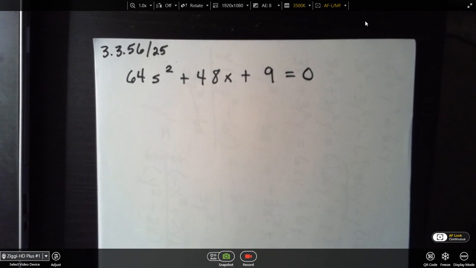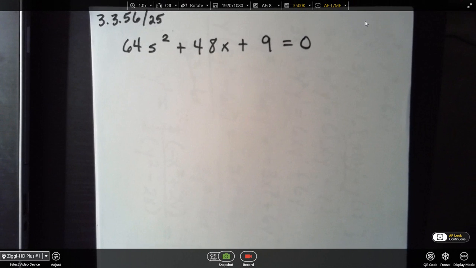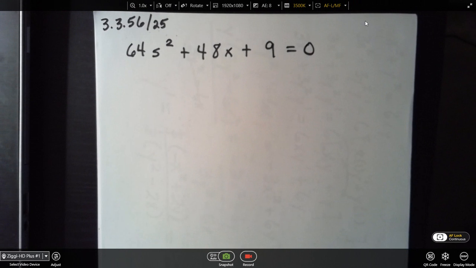Okay, here we have a question from Math 110. This is 3.3 number 56 in the book, 25 online. Completing the square.